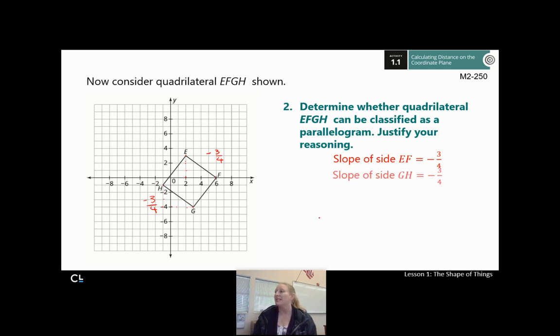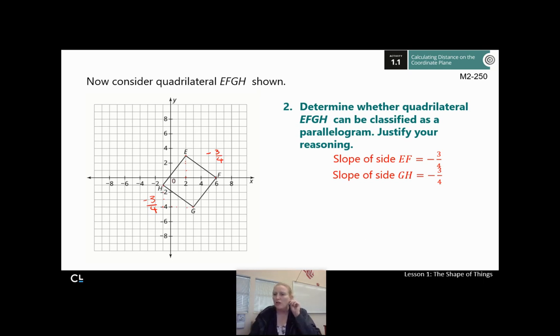Oh, so it looks like my slope on GH is also negative 3/4. That's a good sign, right? If they have the same slope, those two sides are parallel. But in order to be a parallelogram, we do need to make sure that both sets of sides have parallel sides. So let's find the slope for the other guys.